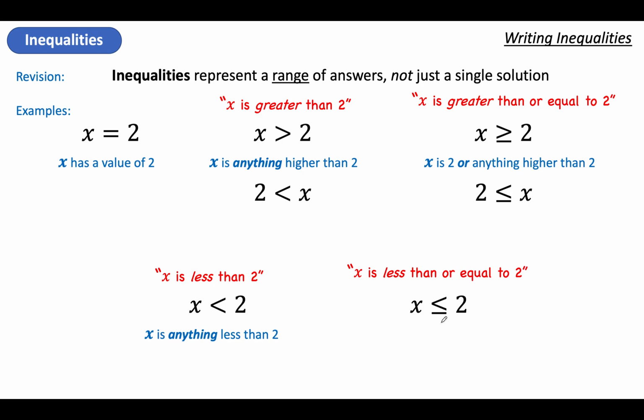X is less than or equal to 2. So again, it's anything that's less than 2, but also does include 2 as well. So x is 2 or anything less than it. Okay, so these extra lines, that's what it means. It's a bit like an equals sign. Usually if we're handwriting it, I think most people would put the equals bit in line with the diagonal bit. But computers tend to put them flat across the bottom. But usually it's like that. So it's like an equal sign or less than as well. Right? Hopefully pretty easy to remember.